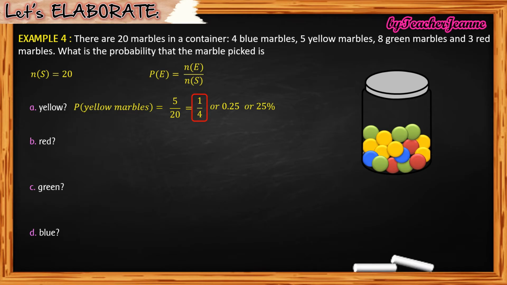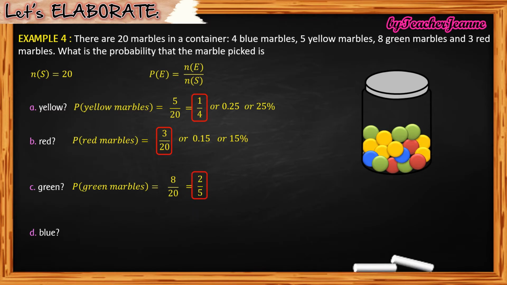For letter B, the probability that the marble picked is red, we have 3 out of 20, or 3 over 20. In decimal, that is 0.15, or 15%. For letter C, the probability that the marble picked is green, we have 8 out of 20, or 8 over 20. 8 and 20 have the greatest common factor, which is 4. So 8 divided by 4 is 2, and 20 divided by 4 is 5. So we have 2 over 5, or 2/5, and that is equivalent to 0.4, or 40%.